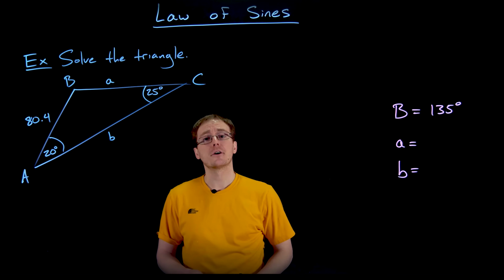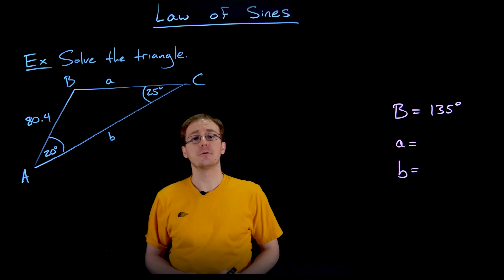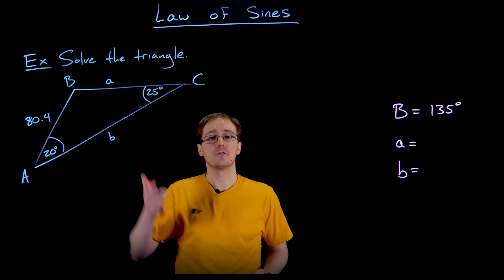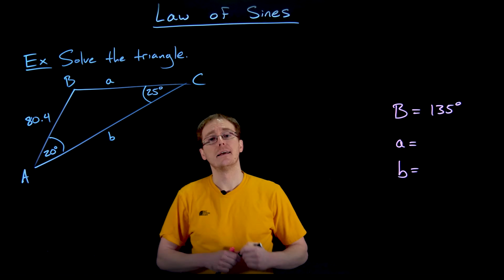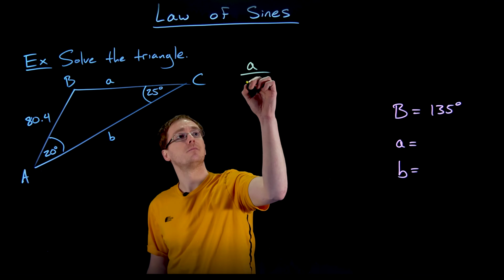All right, so we found our missing angle B. Now we have to find our missing side lengths, little a and little b. And it doesn't matter which one we find first at this point. So let's go ahead and do it alphabetically and start with little a. And so to find side length A, we're going to have to use the law of sines.